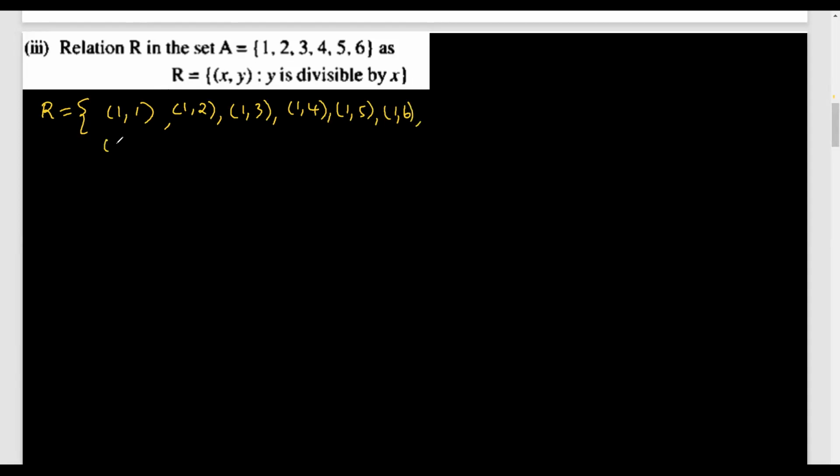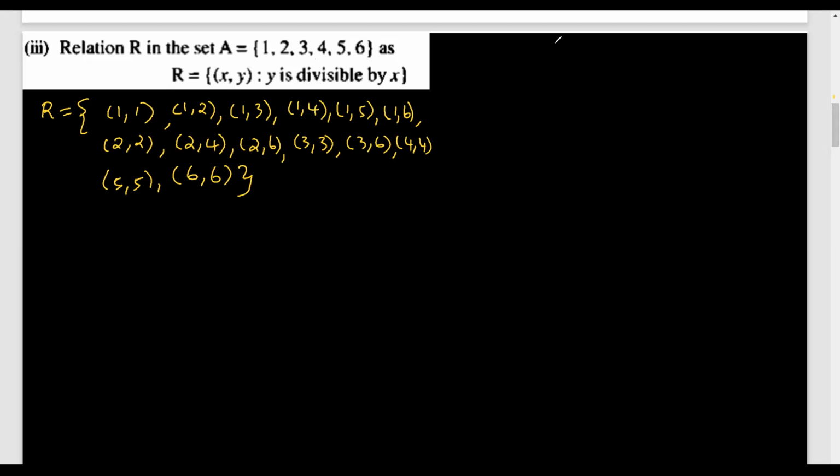Same way, for 2 we can say (2,2), (2,4), (2,6). For 3 we can say (3,3), (3,6). For 4 we can say (4,4), but any other number we don't have as perfectly divisible by 4. Then for 5 it is (5,5), and for 6 it is (6,6). So these are the possible elements.